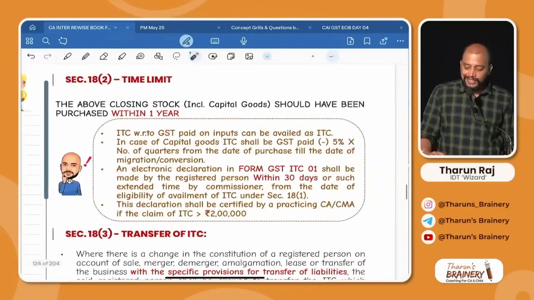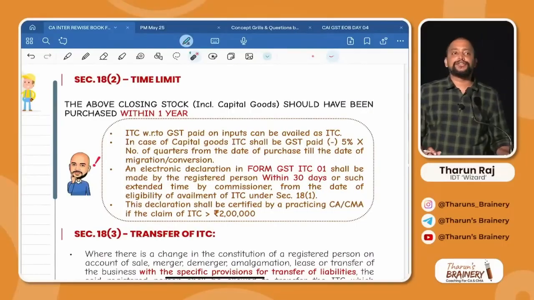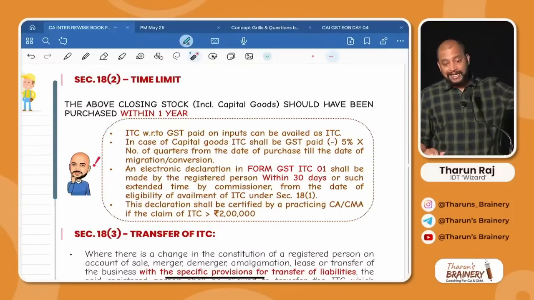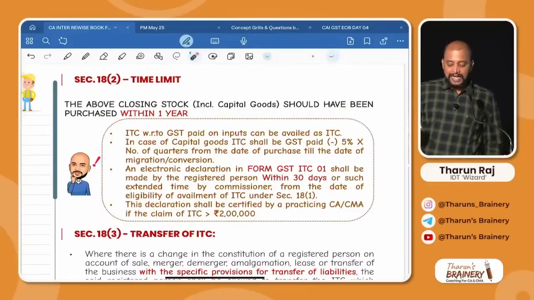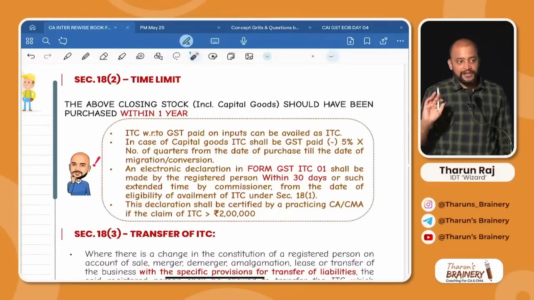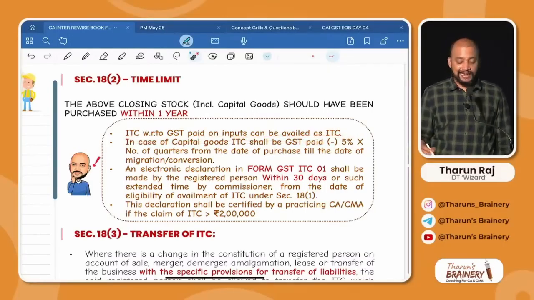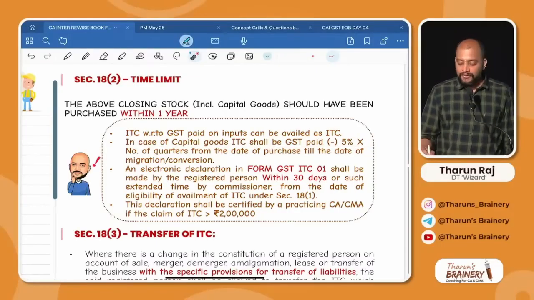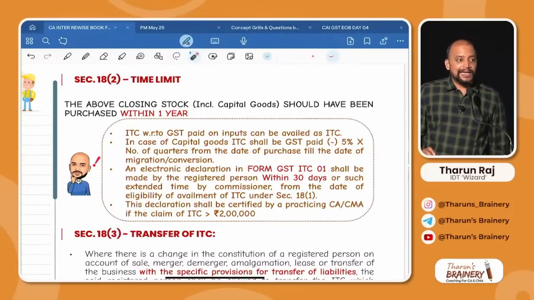Now look into the time limit. What is the time limit for availment? So for all these 4 charts, one point is common that we have seen, that inputs and capital goods should be purchased within 1 year prior. The above closing stock including capital goods should have been purchased within 1 year. In case of inputs, we have not reduced anything. Full GST paid, we are taking ITC. ITC with respect to GST paid on inputs can be availed as ITC. But in case of capital goods, ITC shall be GST paid minus 5% into number of quarters from the date of purchase till the date of migration or conversion.